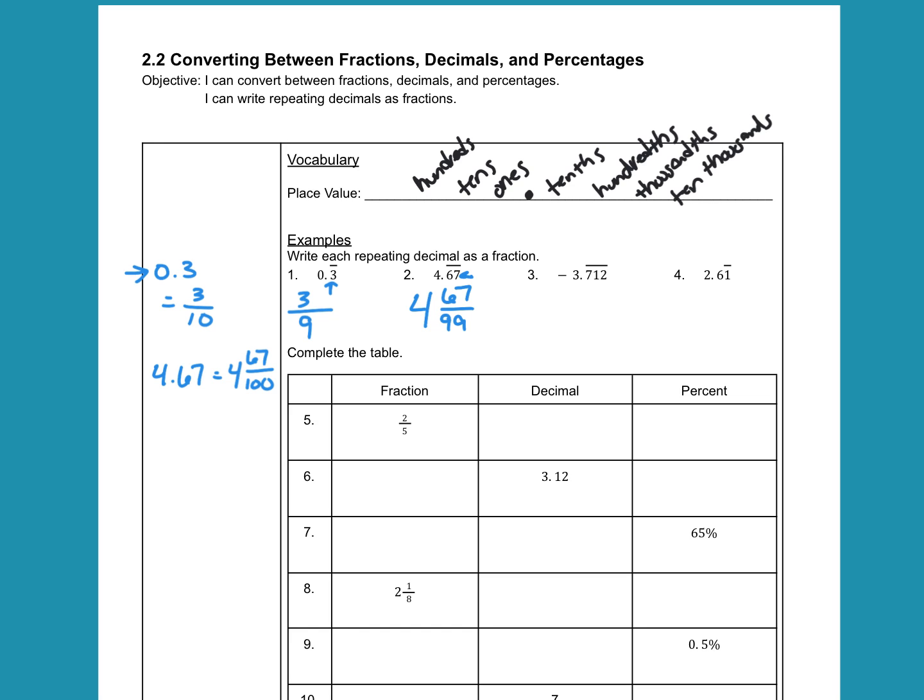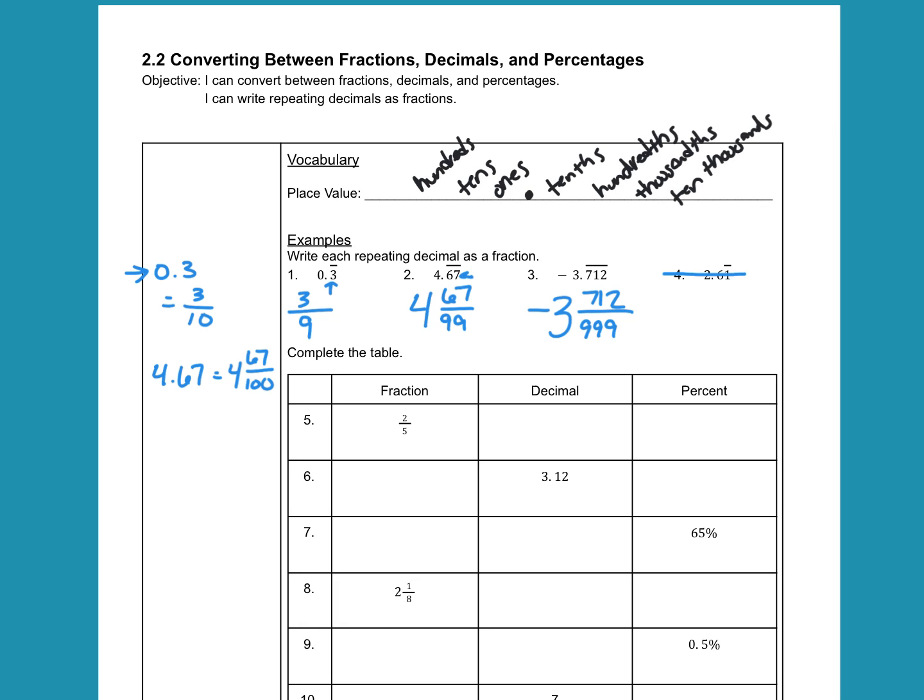Number 3, I have -3 whole parts. And then I have 7, 12. That 2 is in the third place value, so that's 1,000. So it's in the thousands place, but because it's repeating, instead of being over 1,000, it's going to be over 1 less, so 999. And then we're saving number 4 here for algebra, and we will go over that in a separate lesson.